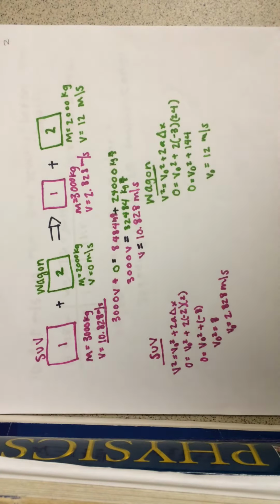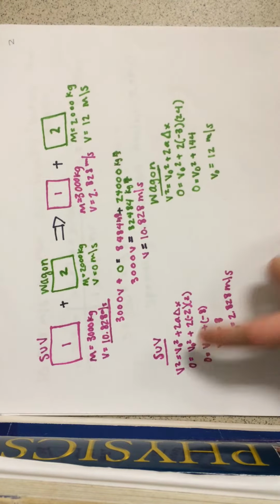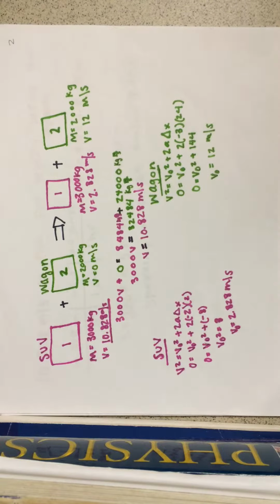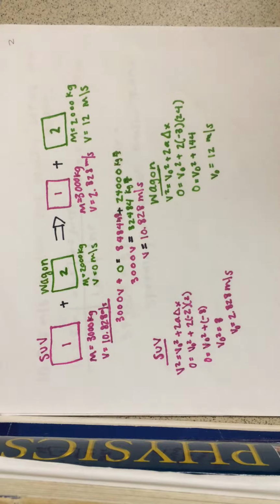To find the initial velocity for both vehicles, use the equation velocity squared equals initial velocity squared plus 2 times acceleration times the distance traveled. The final velocity for the SUV is 0. We are looking for the initial velocity. The acceleration is negative 2 meters per second for every second. The distance traveled is 2 meters. The initial velocity is 2.82 meters per second.